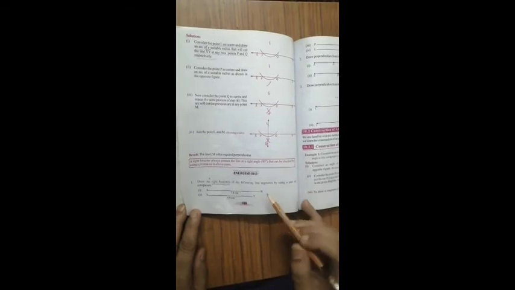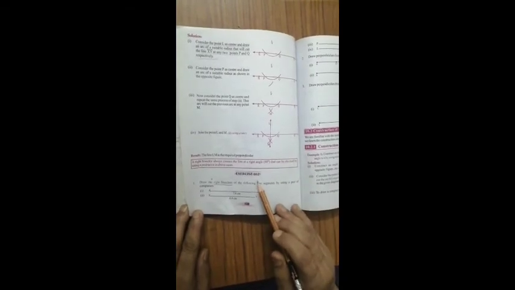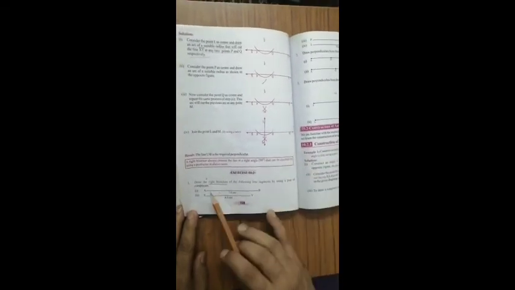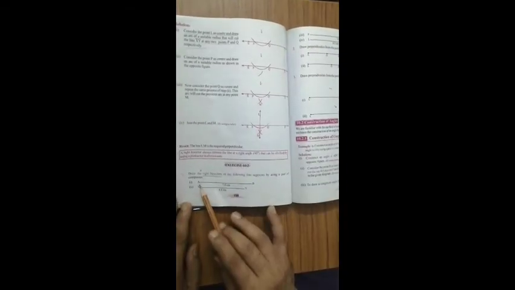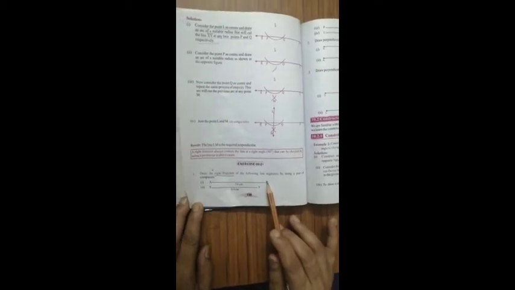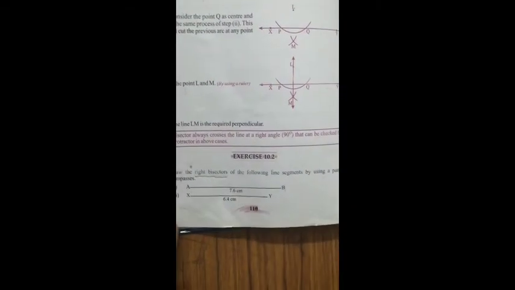Dear student, today we are going to start exercise 10.2. Question number 1. Draw the right bisectors of the following line segments by using a pair of compasses. Question number 1 consists of 4 parts. Part number 1: the line segment AB of 7.6 centimeters. In this line segment, we have to draw a right bisector.